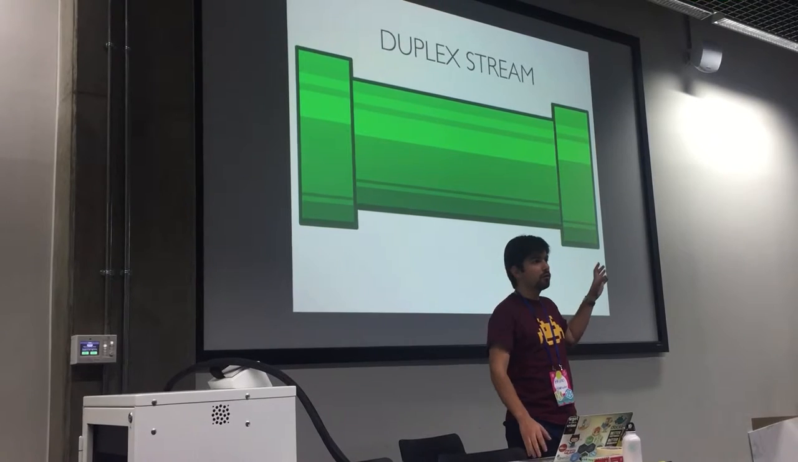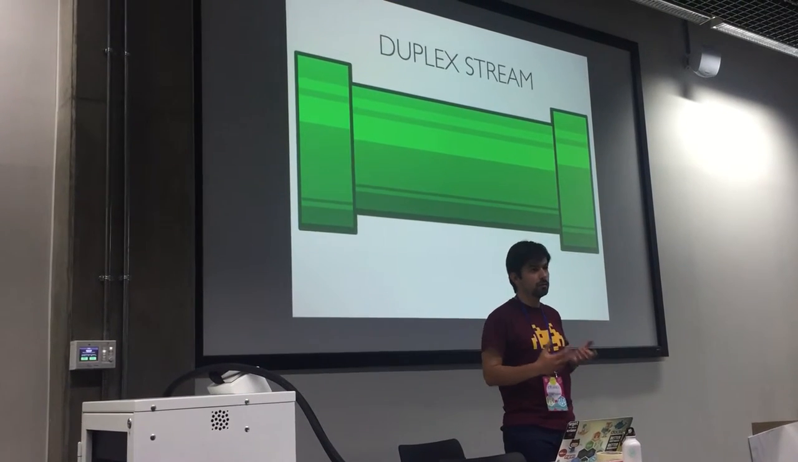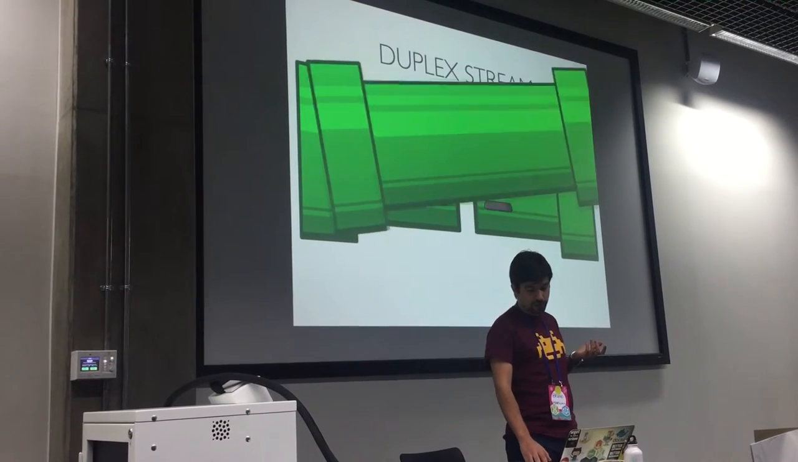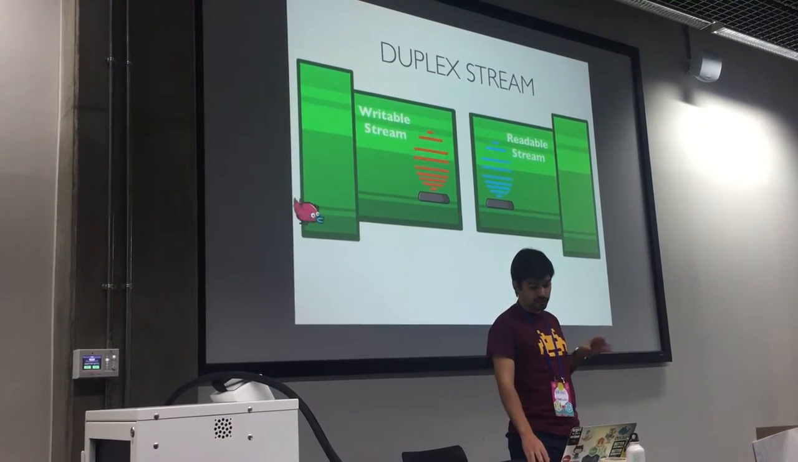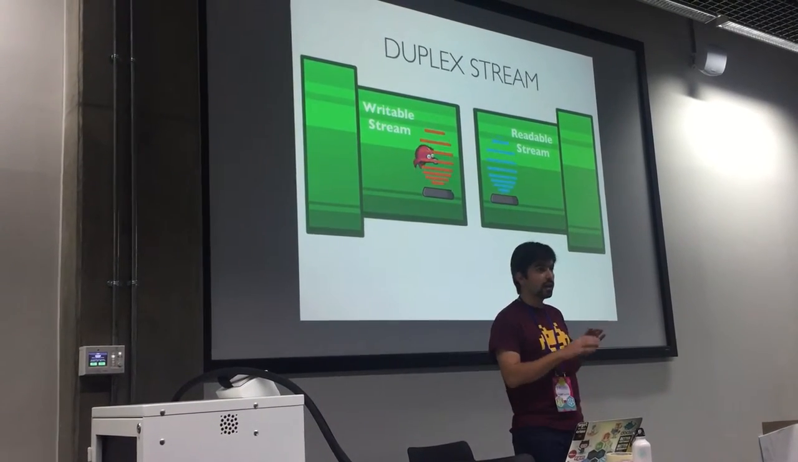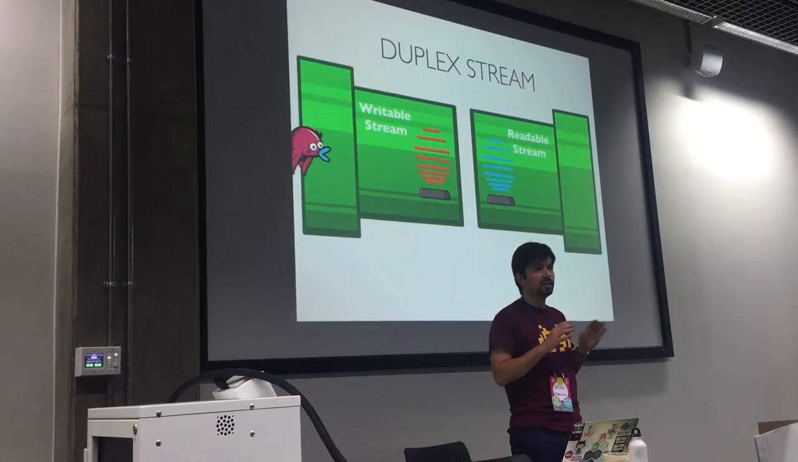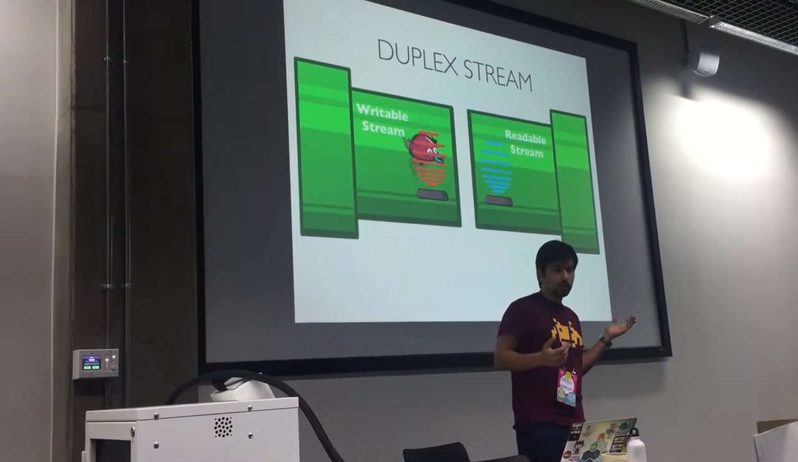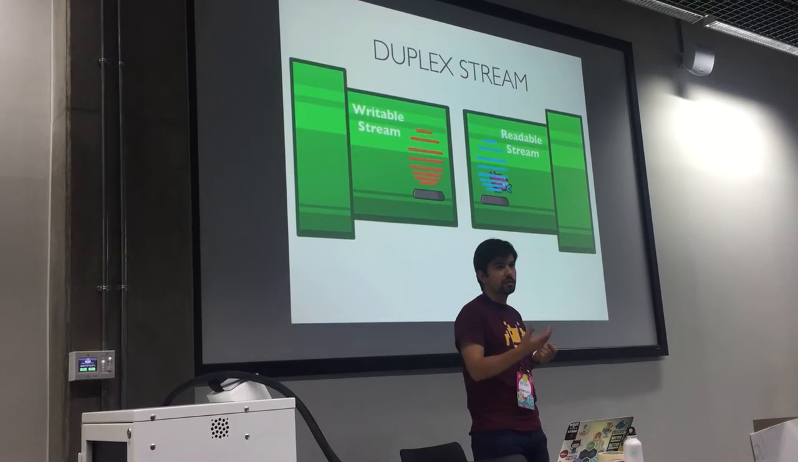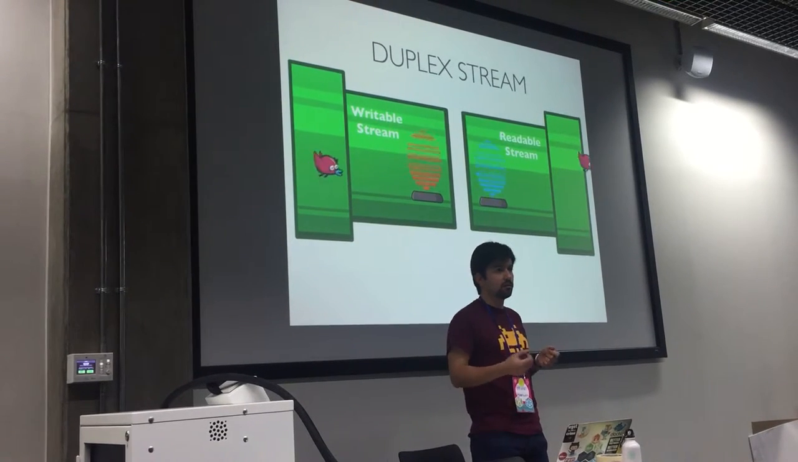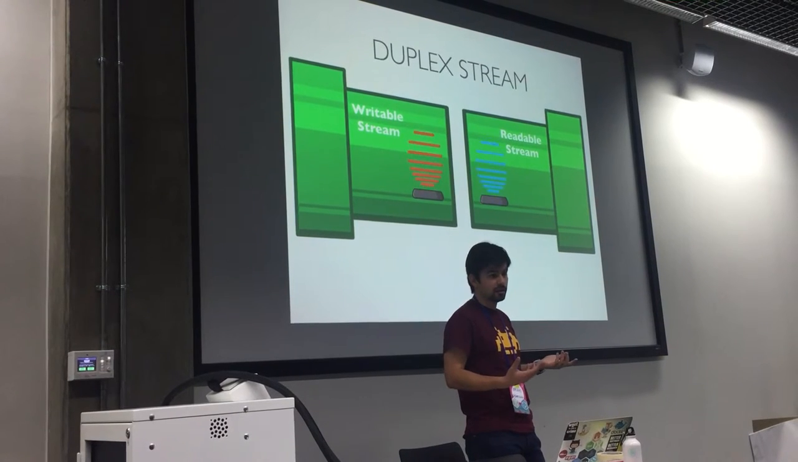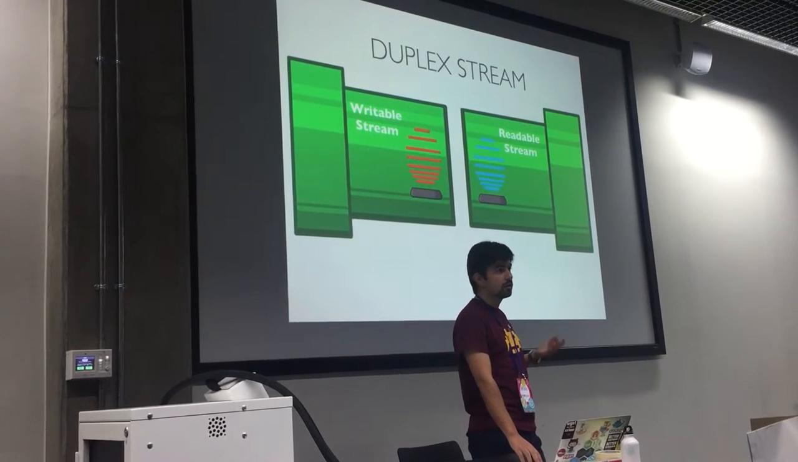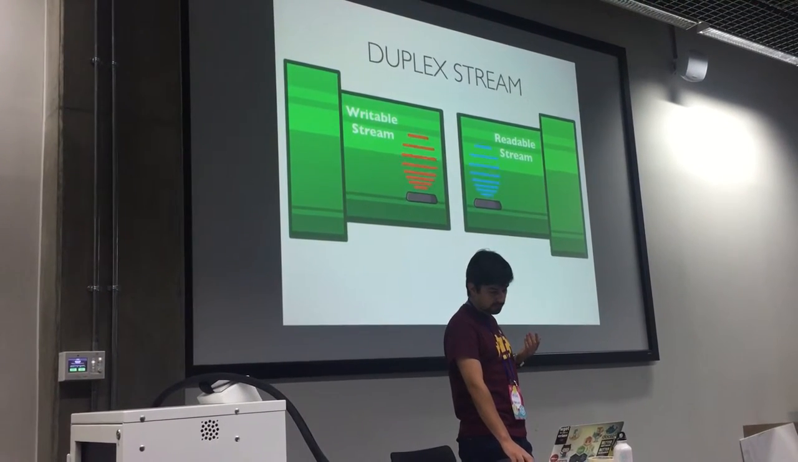What I've shown was transform streams, but you can also have duplex streams. Duplex streams are just writable and readable streams merged together as a single object, even though they can be doing things completely independently. So the writable stream could be writing to a database, and the readable stream reading from the database or from another place, but you access it as a single object. So it could be like a server too, doing request and response.